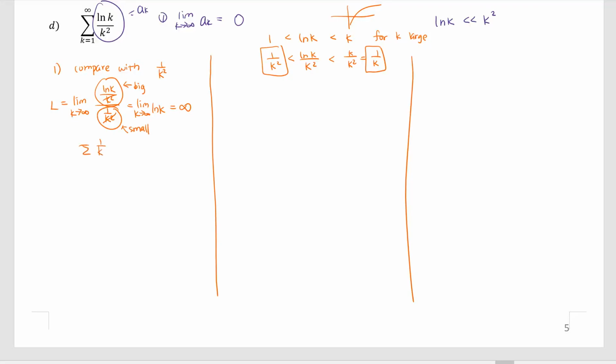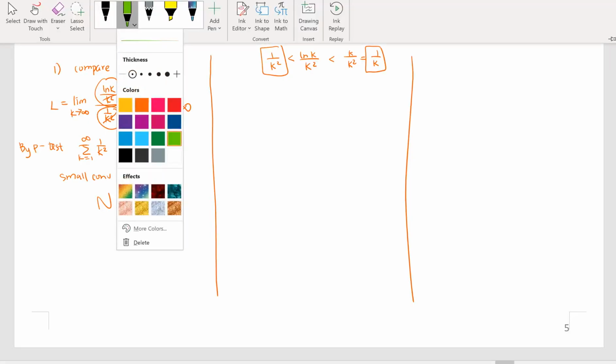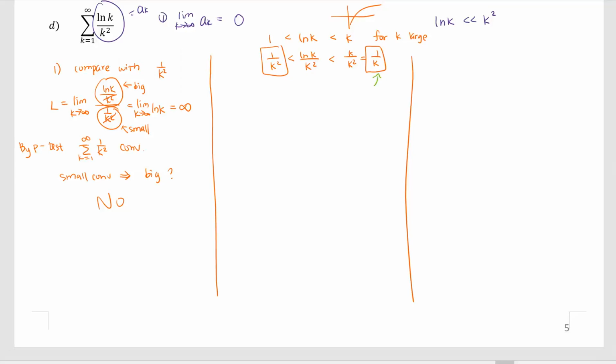Okay, so 1 over k squared, k from 1 to infinity, by the p test, we know this guy converges. If the small guy converges, can you talk about the big guy? No. So it fails. If we compare with 1 over k squared, we fail. Okay, how about I compare with this? Second, let's compare with 1 over k.